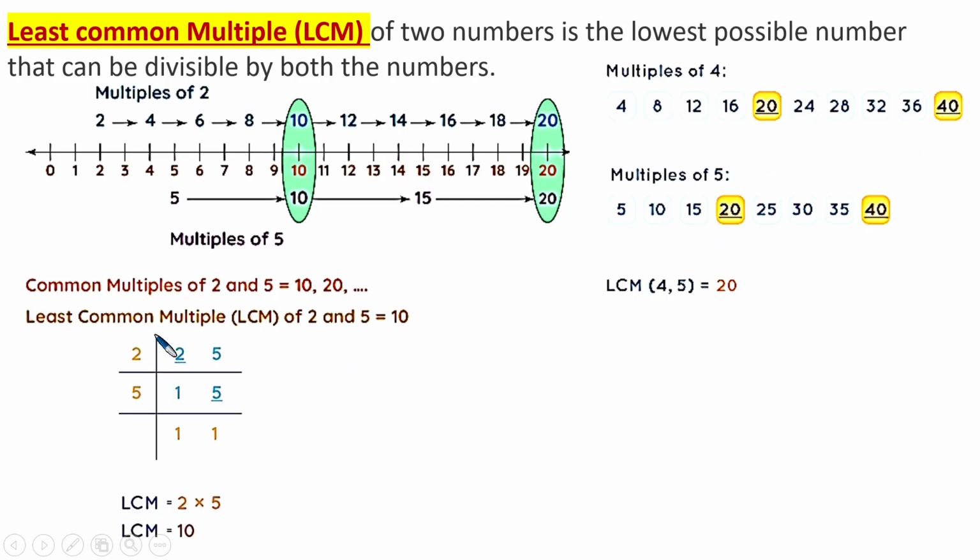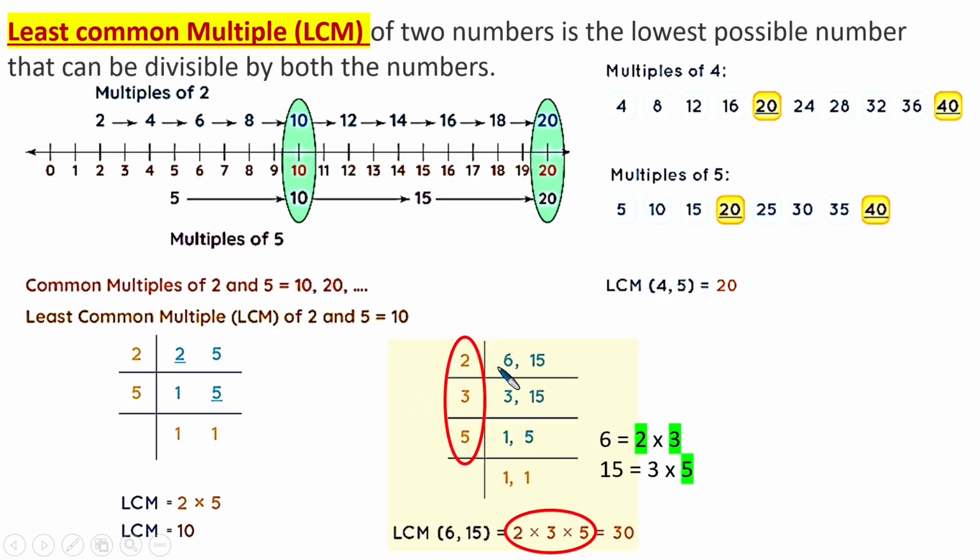This is how one can find it very easily: you take 2 and 5. 2 goes into 2 one time. It doesn't go into 5, so you bring it down. Then 5 goes into 5 one time, till you get 1 here. So 2 into 5. This is also a way of finding LCM.